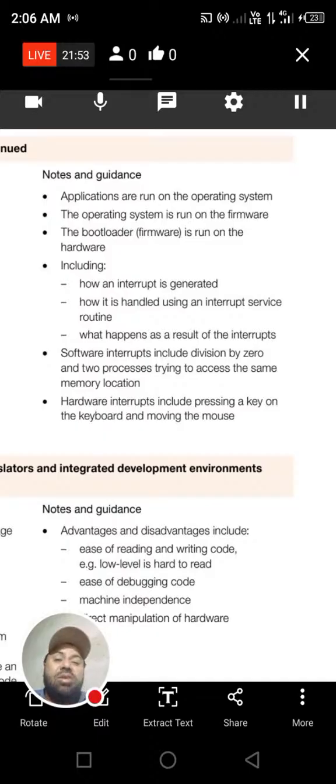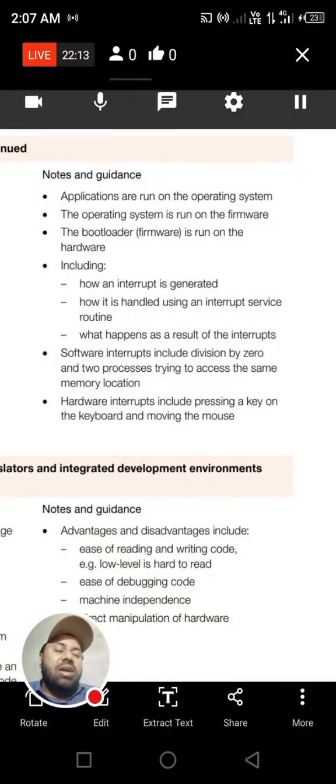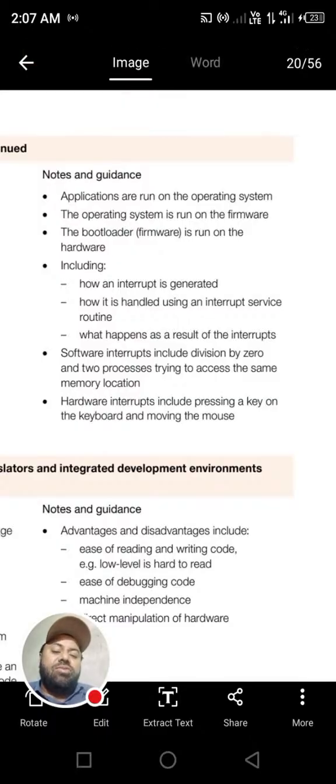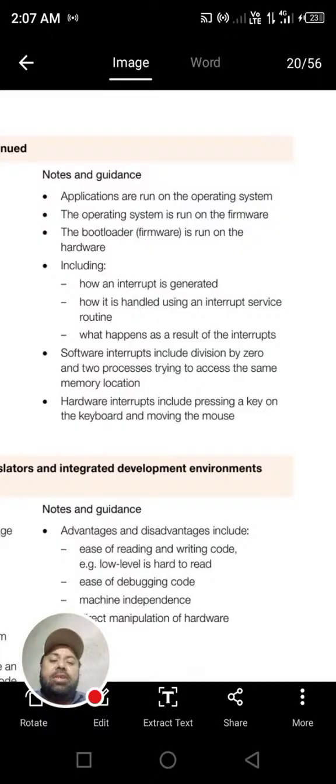An interrupt is to stop the current working of any process or program, and this is the concept of an interrupt. Software interrupts include division by zero and two processes trying to access the same memory location. If we divide something by zero, then it will get an interrupt because we cannot divide by zero. A program will halt and move towards other instructions. Similarly, when two processes are trying to access the same memory location.